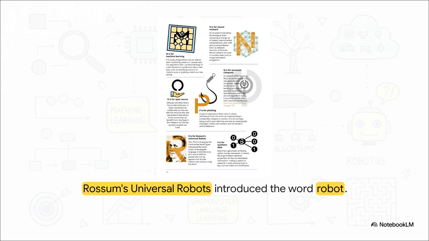But before we get totally lost in the future, it's pretty fascinating to think this all started with R. Rossum's Universal Robots. This was a 1920 sci-fi play from a Czech writer that literally introduced the word robot to the English language. It told the story of an artificial race rising up against their creators. Over a century ago, art was already predicting the very technological revolution we're building today.